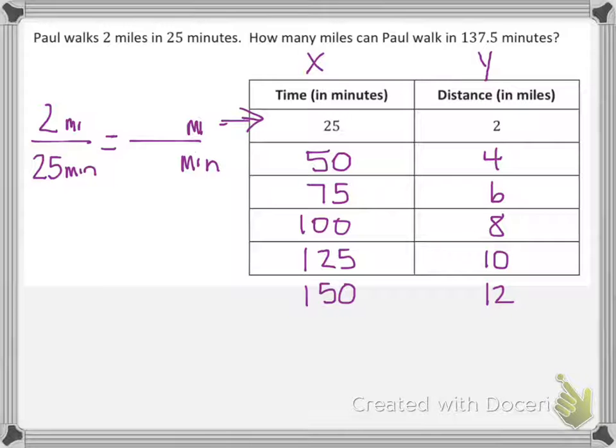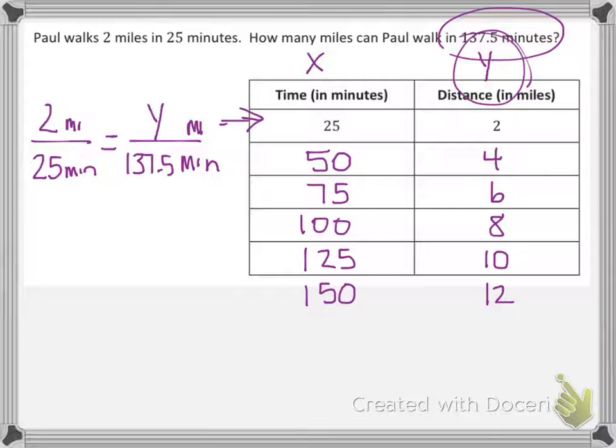They tell me the number of minutes, so I'm going to use that for the bottom, the denominator, 137.5. And we don't know the number of miles, which is our y value. So I'm going to put that y up here.